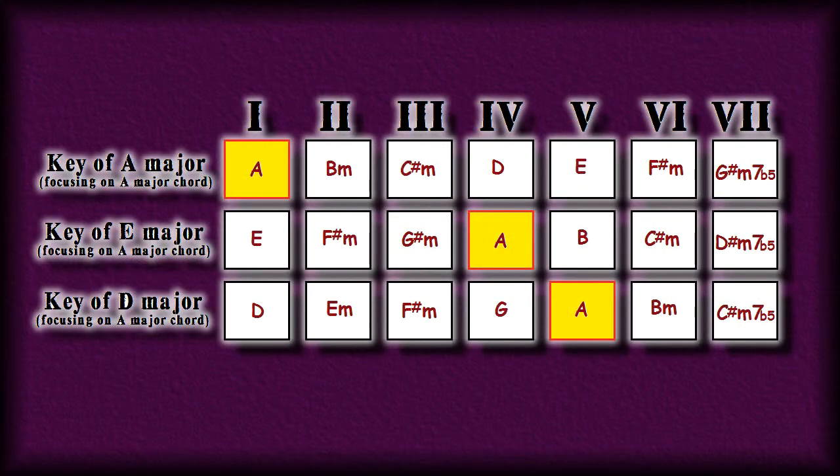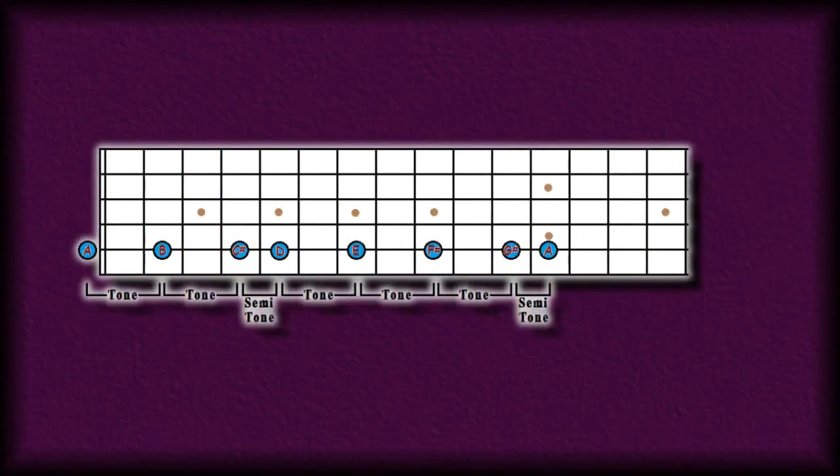Okay, what you can see here are the three different keys which contain the chord of A major. And just a little reminder, a key is a group of chords based upon the notes of a major scale. And a major scale is a group of notes which from any given starting point always follows this series of steps. It always goes tone, tone, semitone, tone, tone, tone, semitone, or in slightly more guitar friendly terms, 2 frets, 2 frets, 1 fret, 2 frets, 2 frets, 2 frets, 1 fret.